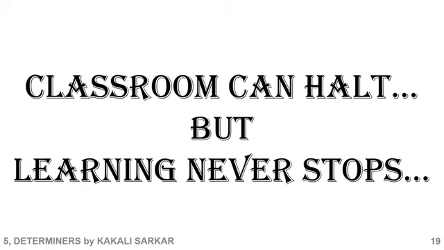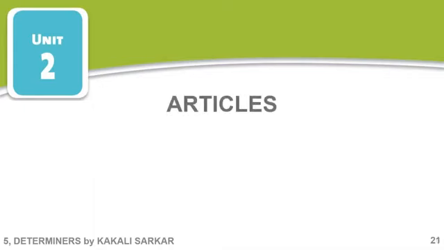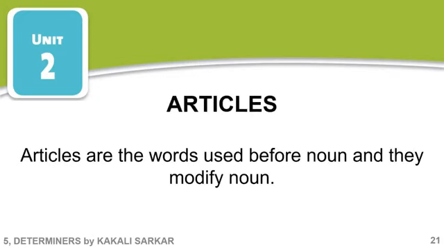In the previous sessions, we have learned about quantifiers, and in this session, we will be learning about articles, another type of determiner. In the English language, a, an, and the are known as articles. We will have a basic overview of these articles. So, what are articles? Articles are words used before a noun and they modify the noun, meaning they give more information about the noun. For example, whether the noun is singular or plural, or general or specific, etc.